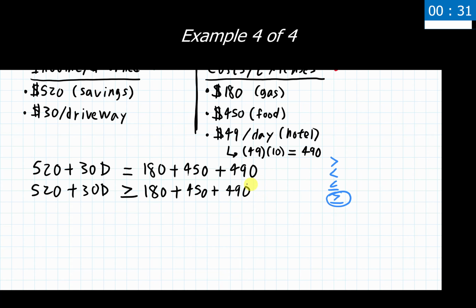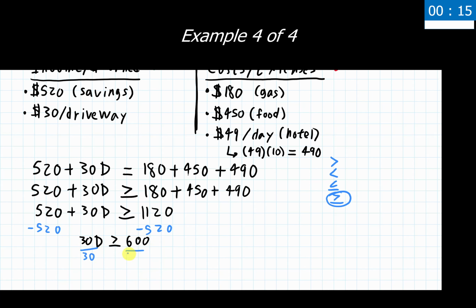And now we can actually go through and just solve this thing for the number of driveways that Eric's going to need to shovel. So based on this, we know that Eric needs to shovel at least 20 driveways to offset his costs and expenses.